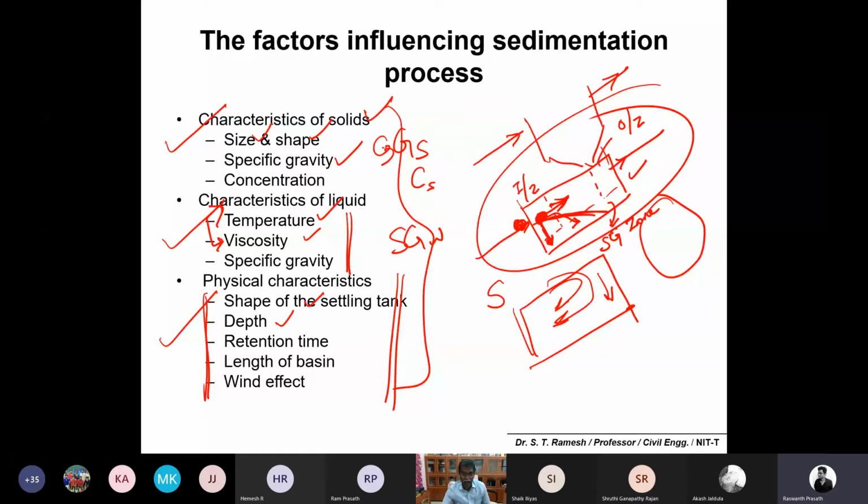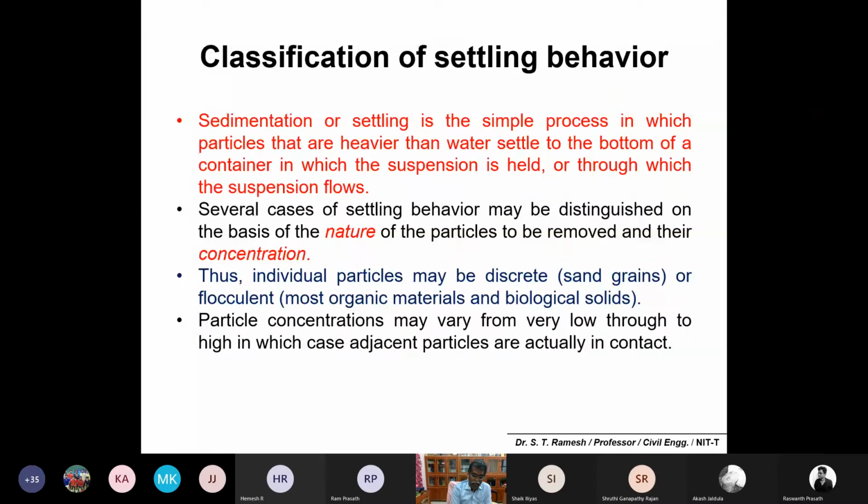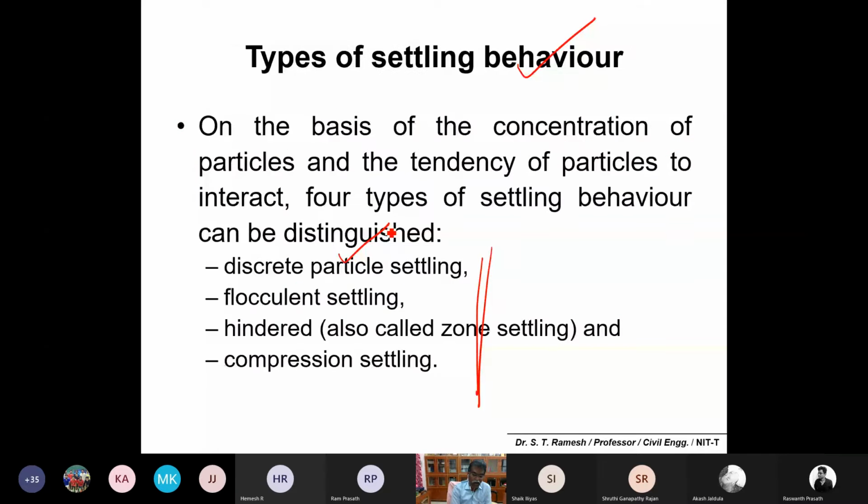Being familiar with the definition, now we will move on to the classification of settling behavior. Please make a note. Settling behavior is classified into four different patterns. Number 1, discrete particle settling. Number 2, flocculent settling. Number 3, hindered or zone settling. Number 4, compression settling.